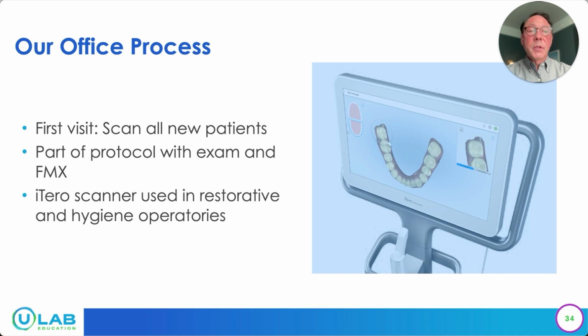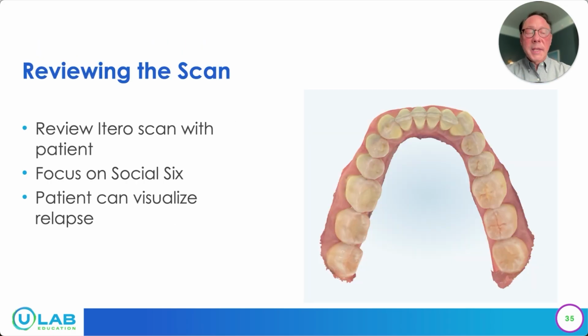So what I'm going to do is go through our office process. First visit, we scan all patients. All new patients get a scan typically. As part of our protocol, when we do the exam and the full mouth series, we have iTero scanners in the restorative side of our office and the hygiene operatories. We review the scan with the patient and we focus on the social 6 area so patients can visualize exactly how far the relapse has moved.